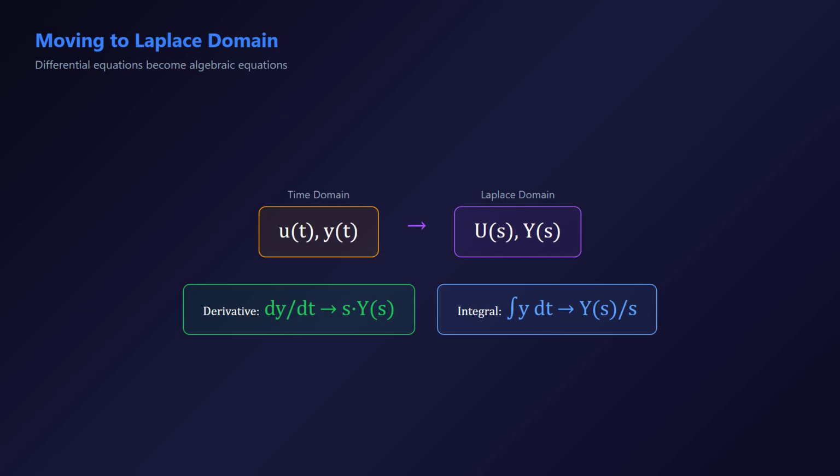Now, we move from the time domain to the Laplace domain. Recall that the Laplace transform converts a time function into a function of the complex variable s. A derivative becomes multiplication by s, and an integral becomes division by s. This turns differential equations into algebraic equations.